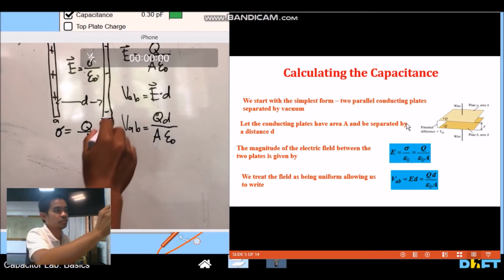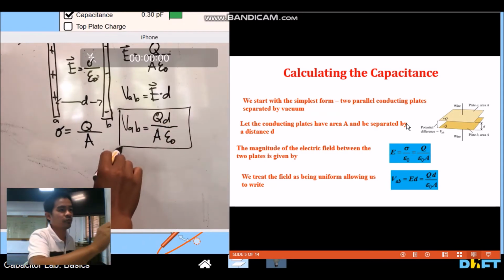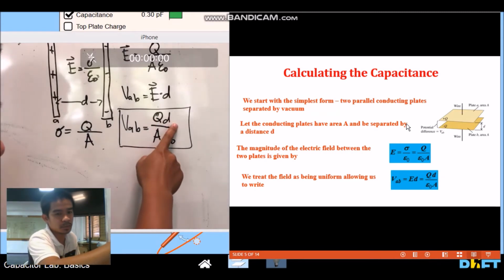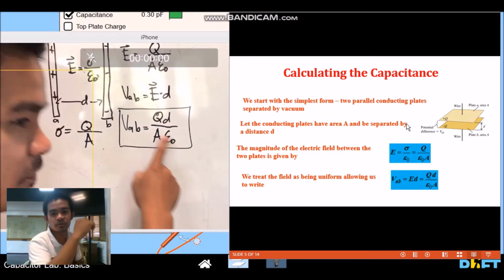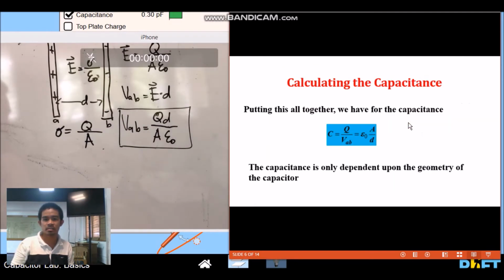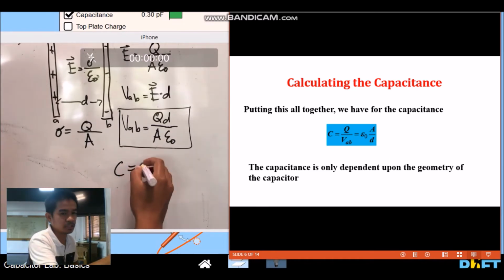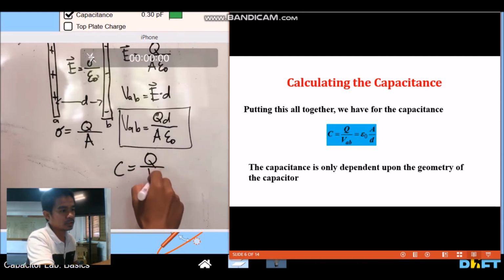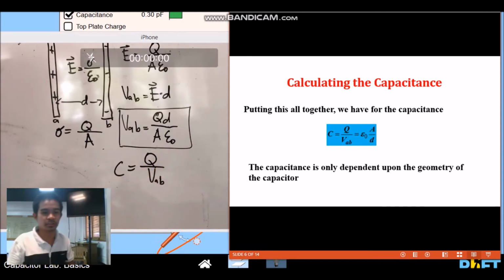So this is how you obtain the voltage difference between two parallel plates, if you know the charge, the distance between them, the area, and the permittivity of free space. So, we have capacitance equals permittivity of free space times area over distance between two plates. From the definition of capacitance, that is the ratio of charge per voltage difference between two plates.